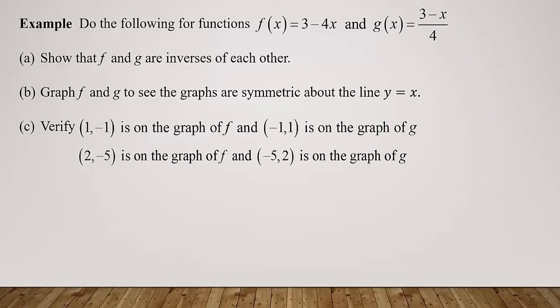So get this all written down, because at this time, I'm going to head off to the chalkboard to at least do parts A and C. I'll probably come back to the slides to do part B, because I can call up my graphing calculator for that. But let's head to the chalkboard and work through this example.